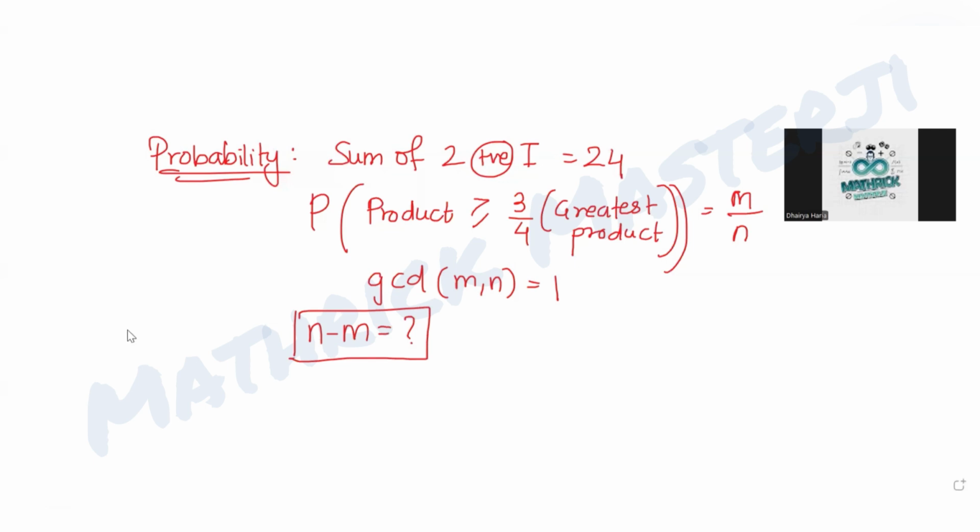And if I talk about the answer choices that we have been given here, the options are 10, 11, 9, and 8. So these are the four answer choices. Let's see how to solve this question further.